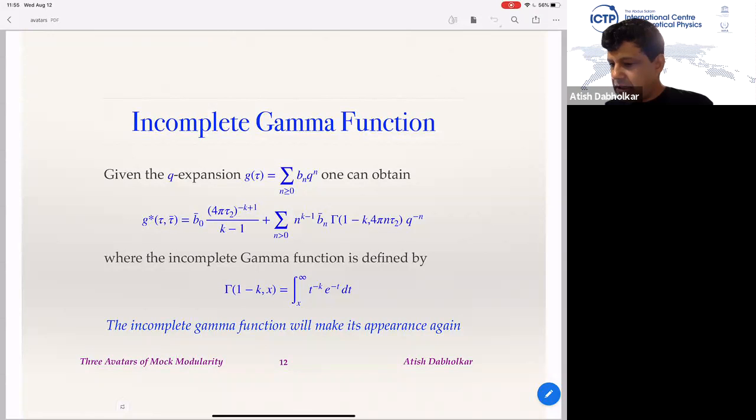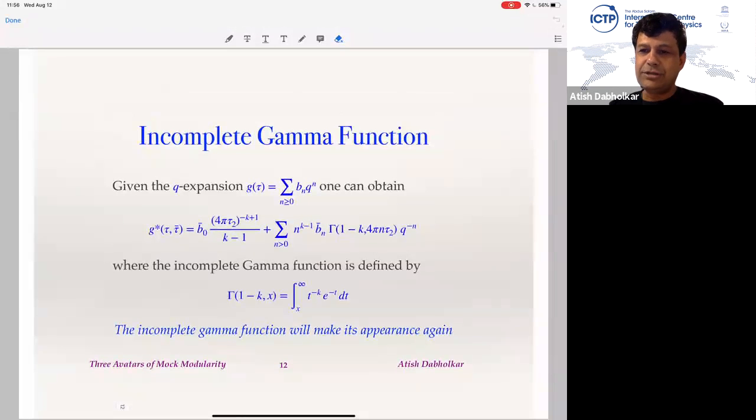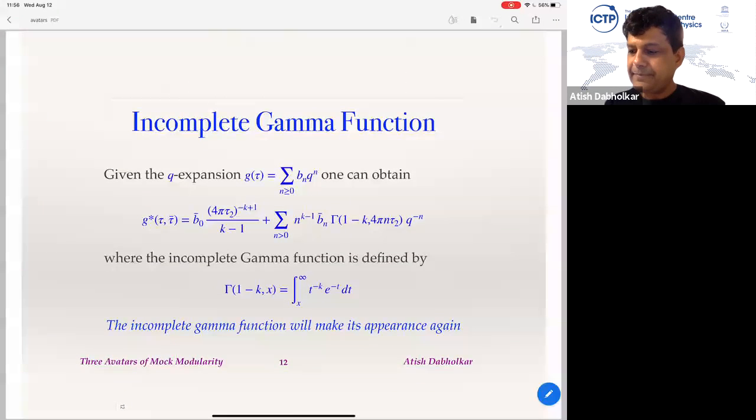Okay, thanks. So the hero of our story is going to be this incomplete gamma function. Just remind yourself of the incomplete gamma function. You remember the gamma function: gamma of 1 minus k is the integral from 0 to infinity of t to the power minus k e to the minus t dt. This you remember. But now you can make it the incomplete gamma function. It's also related to the error function, for example.